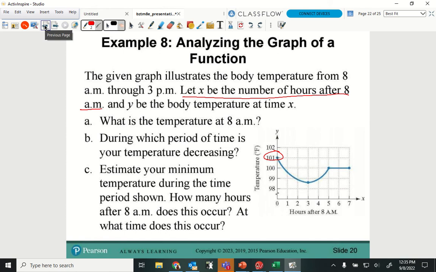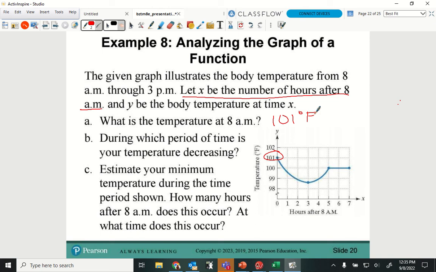All right, so this one is 101 degrees, and that's Fahrenheit. Why do I know it's Fahrenheit? Okay, it says on the side. What do you know about 100 degrees Celsius? What happens at 100 degrees Celsius? Water boils at 100 degrees Celsius.